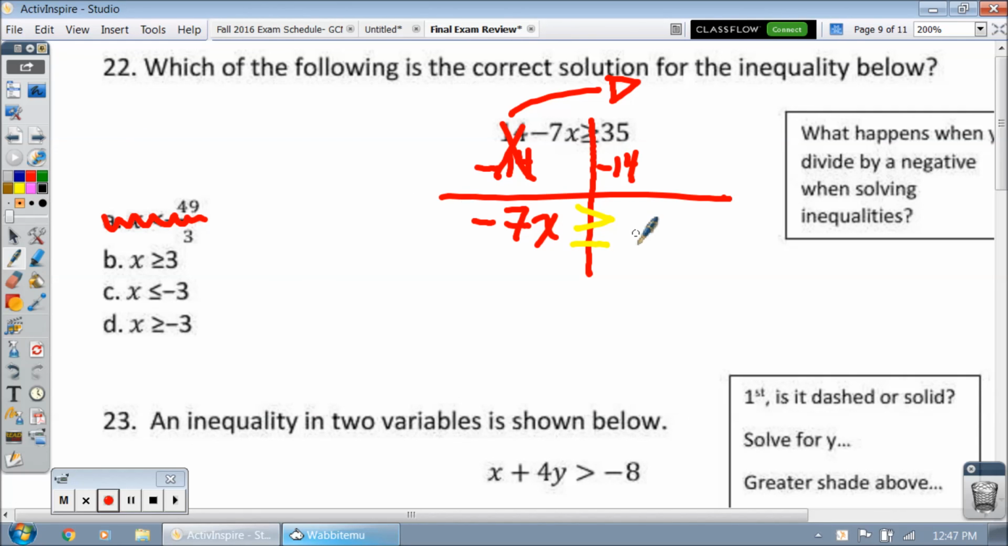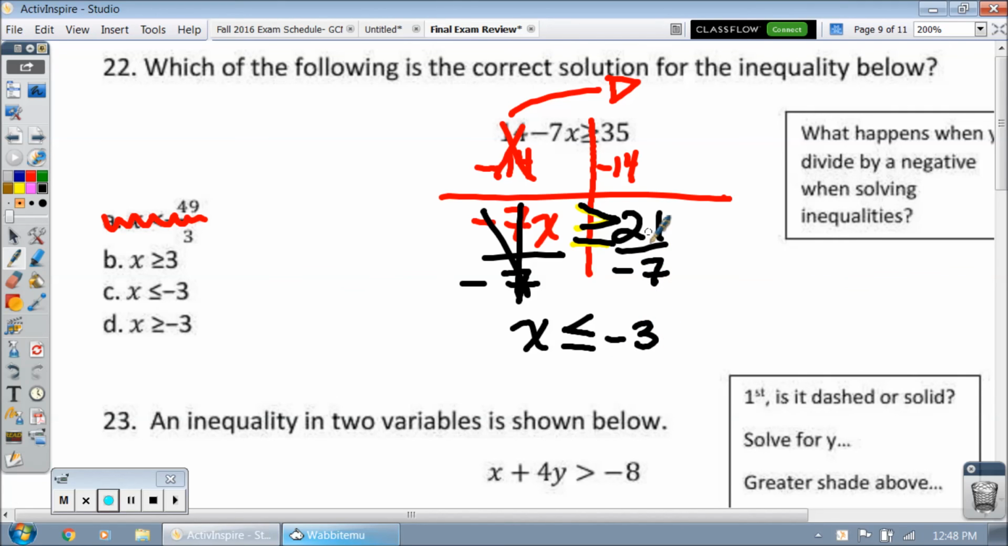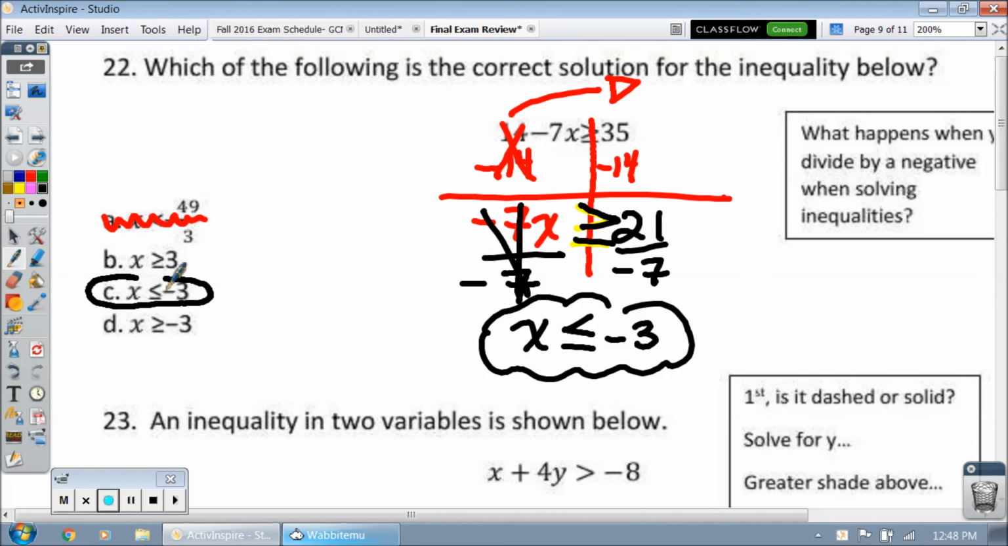35 minus 14 is 21. Our last step is to divide by a negative. What happens when you divide by a negative when you're solving inequalities? That's right, this sign is going to flip in another direction. And then I'll divide this by -7. 21 divided by -7 is -3. And so our answer is C.